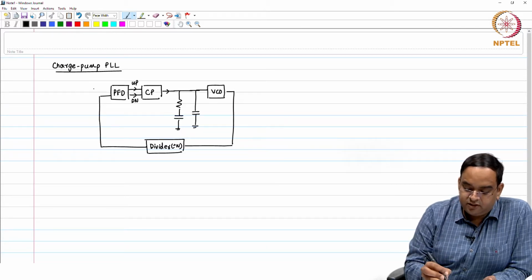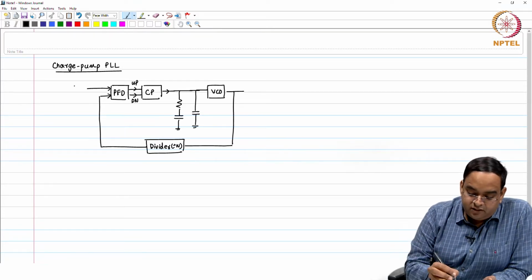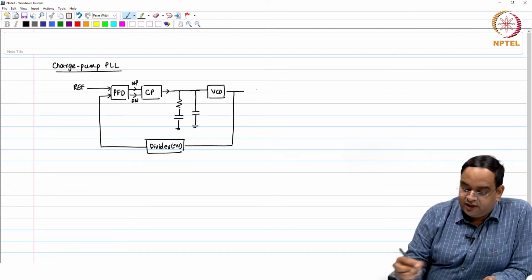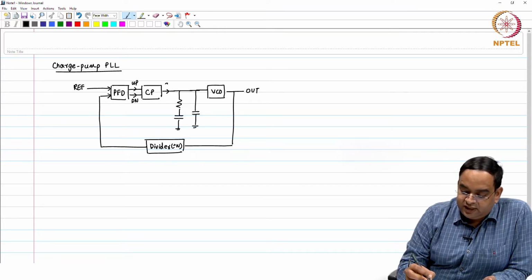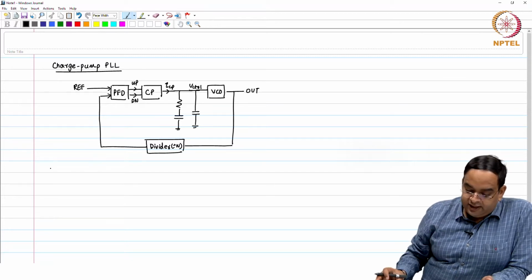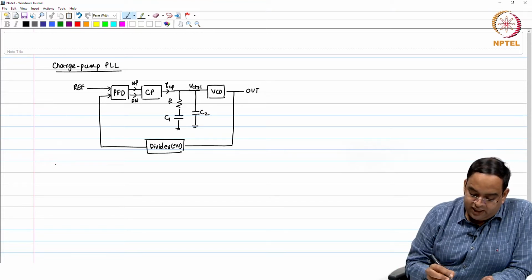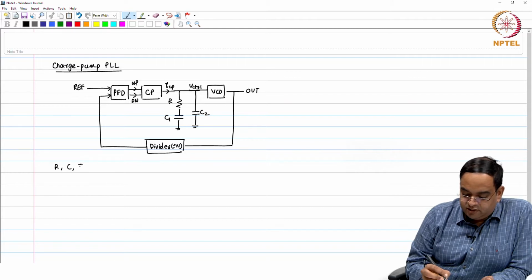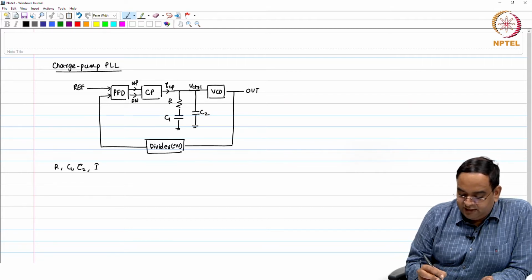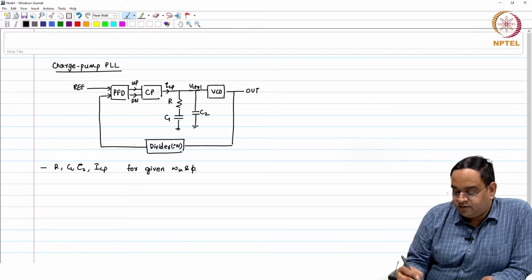This has been our main PLL block, or you can say a clock multiplier. So, here you have the reference and here you have the output. This is ICP and this voltage is V control. We found out earlier that the loop components are C1, C2, ICP for a given unity gain bandwidth omega u and phase margin.